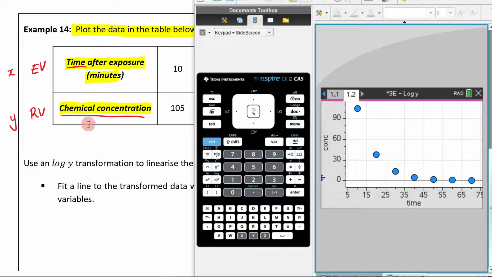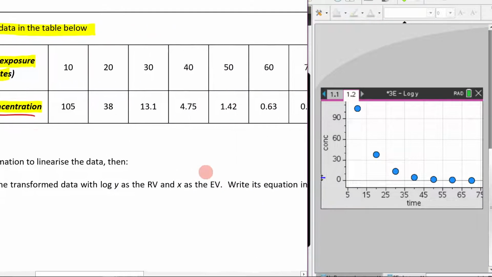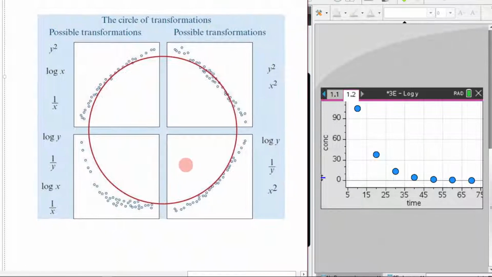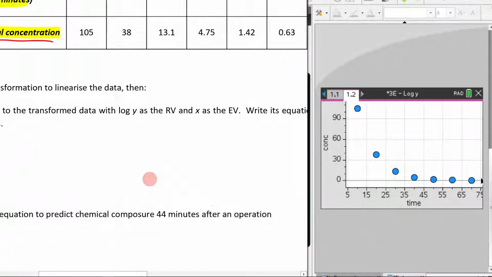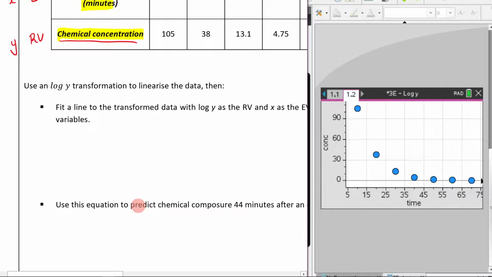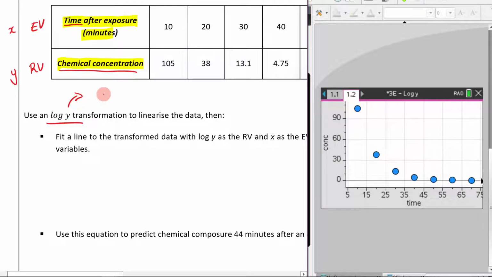Now, how would we know to use the log Y transformation here? We would refer to our circle of transformations here, and you'd say this looks like this one right here, and therefore an appropriate transformation to make it more linear would be log Y. In this question, it's telling you as well, but it's important for you to know how you'd go about it if it didn't tell you, because here it says use log Y. So that means we're going to be taking log 10 of the chemical concentration. And remember, it's assumed 10 there.